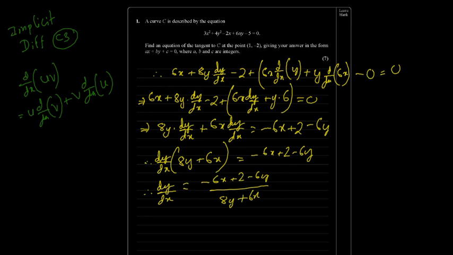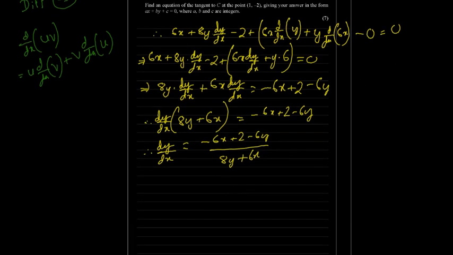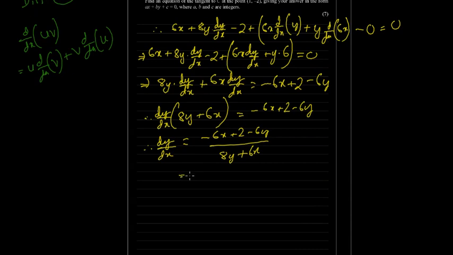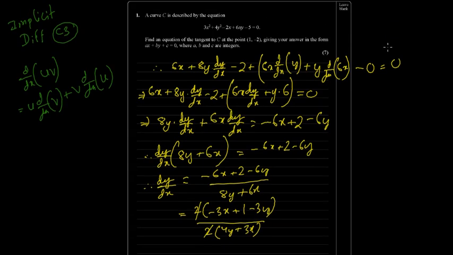Now it's always a good idea if you do the sum to simplify it a little bit. So if I take 2 common, this would be minus thrice x plus 1 minus thrice y divided by, if I take 2 common here, it would be 4y plus thrice x, and this 2 and this 2 cancel. Now let's go back to the question. So we have to find the equation of the tangent.